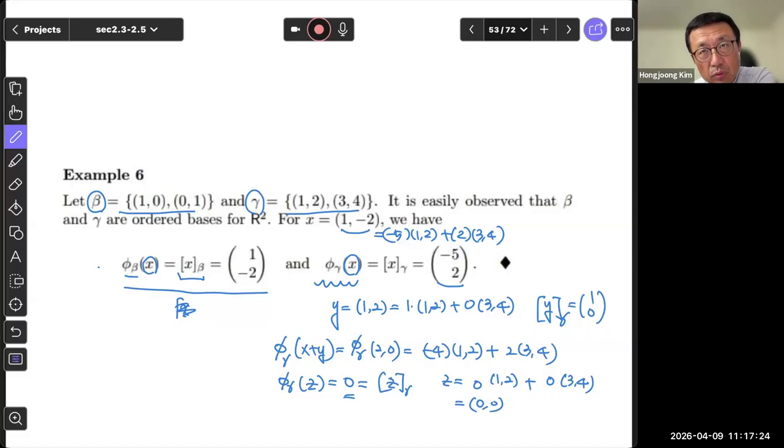Then is it onto? Yes. How can I show it? Please remember this phi sub gamma is a mapping from F2 to F2 in this example, right? Now, in order for this phi sub gamma to be an invertible, onto mapping, the range and codomain are the same. If you choose any pair of numbers from the codomain, F2 or R2 in this case, we can always find a vector in the domain.